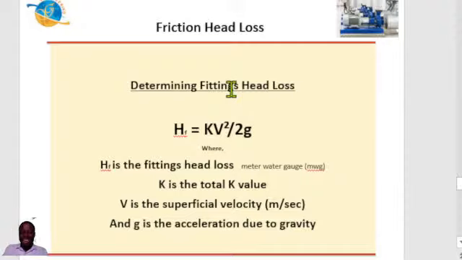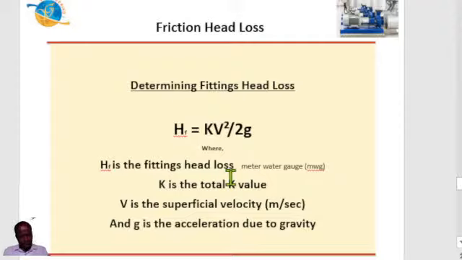So the next action will be to add the K values for the various types of fittings together so that you can obtain what? The total K value. So you put it in this expression. And of course, with your superficial velocity, which is your Q equals AV, your Q is your flow rate, and A is the area of the piping, then you can get your velocity. Your g is your acceleration due to gravity. When you put those values here, you have what you call your fittings head loss.